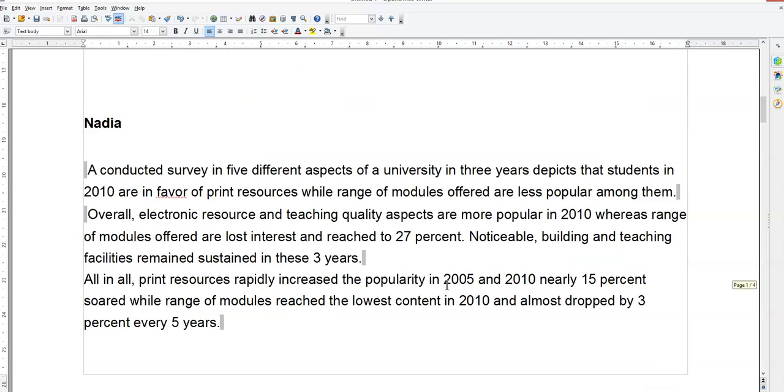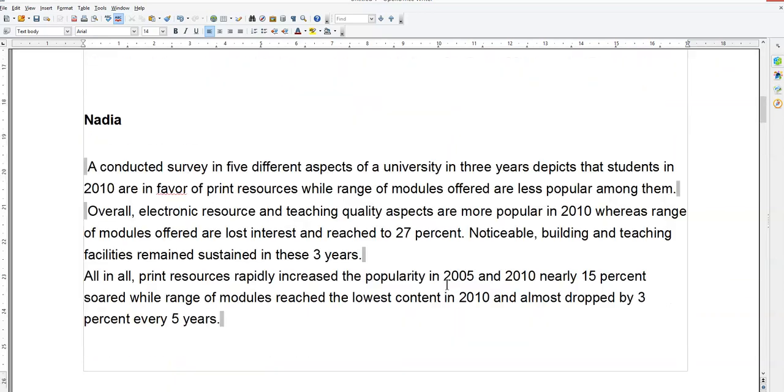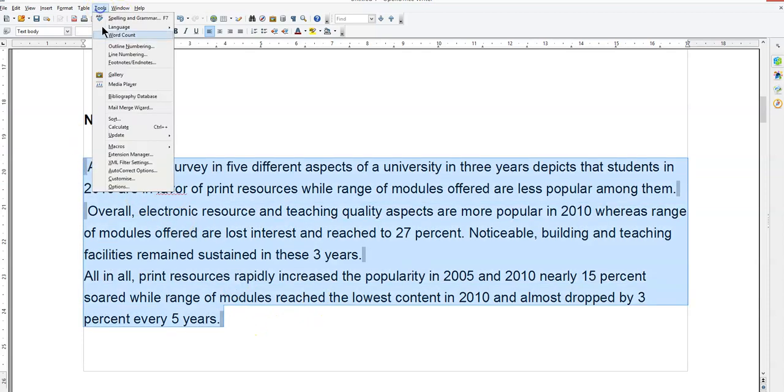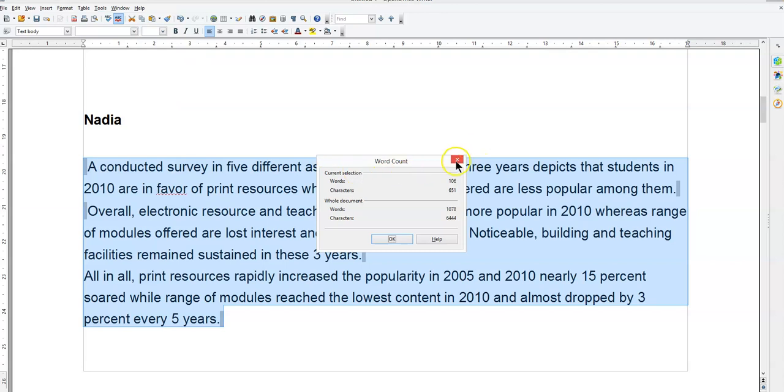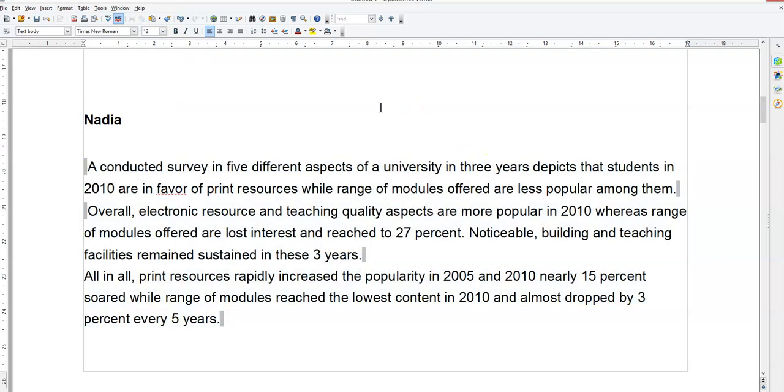So, could do with a bit of work. This one here looks really, really short. I don't even know what the word count is. Let's have a look. 106. Well, you would get an automatic several band reduction here because it's way too short. A conducted survey in 5 different aspects of university in 3 years depicts its students. Well, that shouldn't be in your introduction. The introduction should just be, this shows this, it includes this, and that's it.